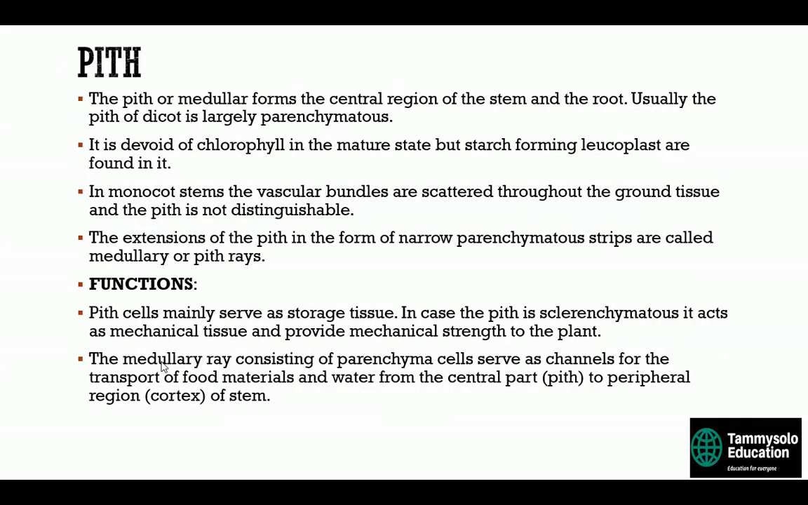The pith or medulla forms the central region of the stem and the root. Usually, the pith of dicots is largely parenchymatous. It is devoid of chlorophyll in the mature state, but starch-forming leucoplasts are found in it. In monocot stems, the vascular bundles are scattered throughout the ground tissue, and the pith is not distinguishable. The extensions of the pith in the form of narrow parenchymatous strips are called medullary or pith rays. Functions: pith cells mainly serve as storage tissue. In case the pith is sclerenchymatous, it acts as mechanical tissue and provides mechanical strength to the plant.